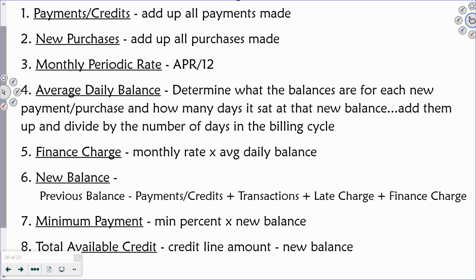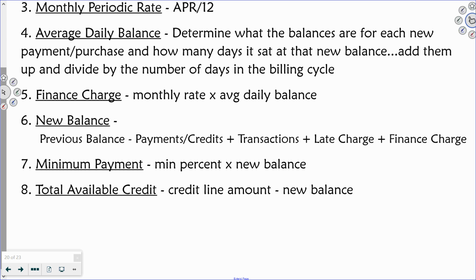Then you'll find your finance charge. Remember, finance charge is just the monthly rate times your average daily balance. That's why before we do this, you had to find your monthly rate and your average daily balance, so you can multiply them together. New balance, this is what's on your sheet. That tells you step by step how to find your new balance. Minimum payments, just take whatever percent is given to you, like the 5% on the homework, and multiply it by the new balance. Total available credit is the maximum amount you're allowed to borrow on your card, subtract off what you already owe.